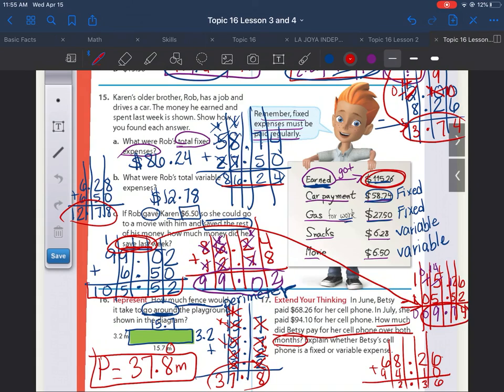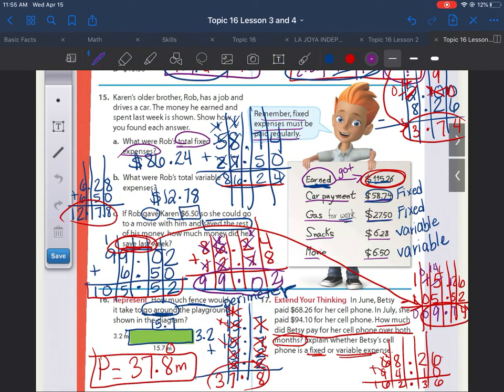6 plus 0 is 6. 2 plus 1 is 3. 8 plus 4 is 12. 9 and 1 make 10, and 6, 16. So she paid $162.36 for both months. Explain whether Betsy's cell phone is fixed or variable.